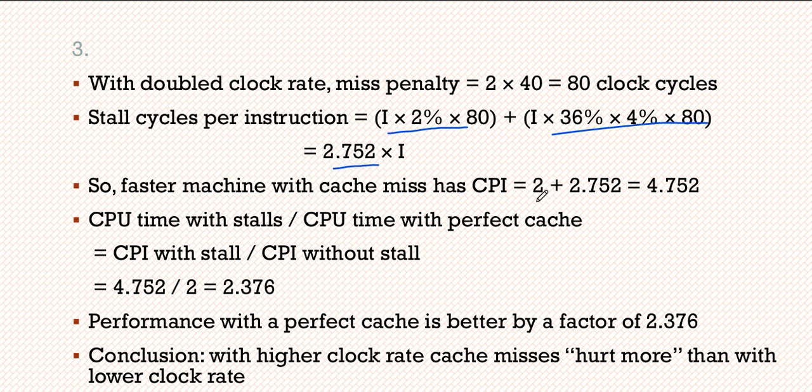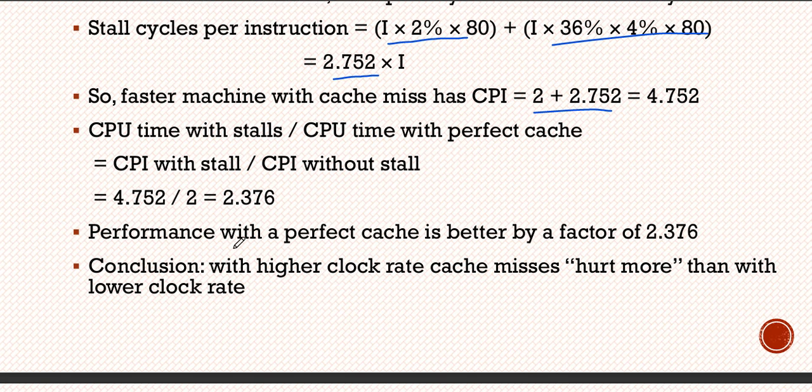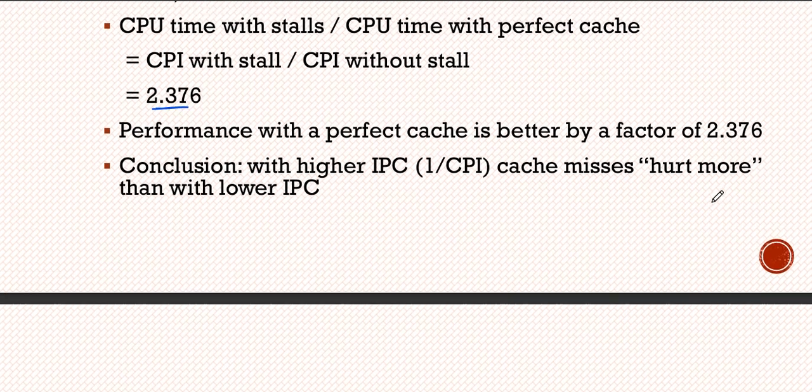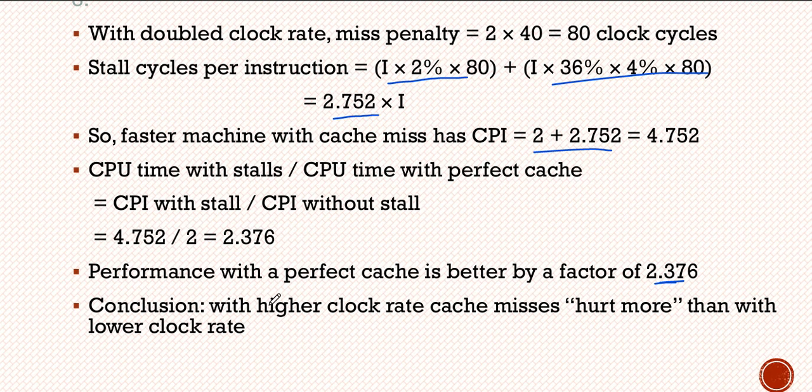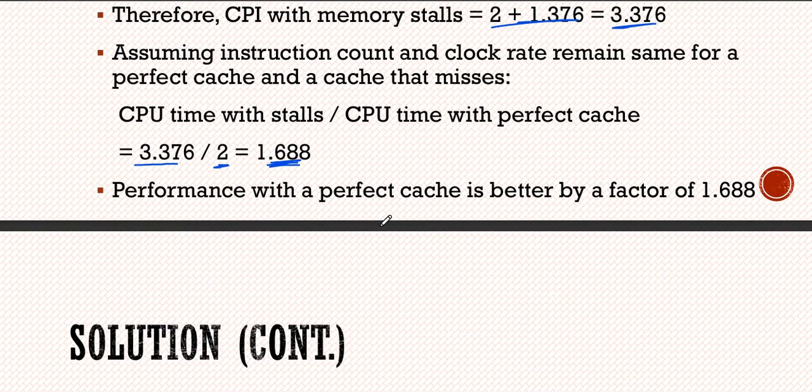Then we evaluate the total CPU time. The original machine is 2, without the misses and stuff. So when we do it, we realize that the performance with a perfect cache is better by a factor of 2.376, and the values keep getting worse, right? The original machine had 1.68, so it means it's just 1.68 times better.